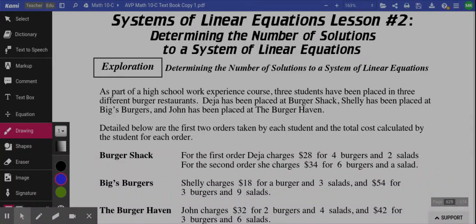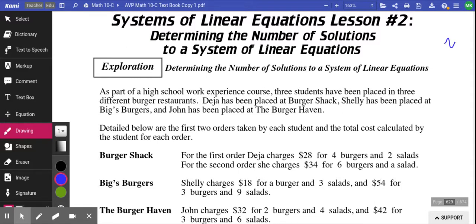Hello and welcome to lesson 6.2. Today we're going to talk about the number of solutions in a system of equations, and how you can anticipate if there is a solution or how many solutions there would be when looking at a system of equations.